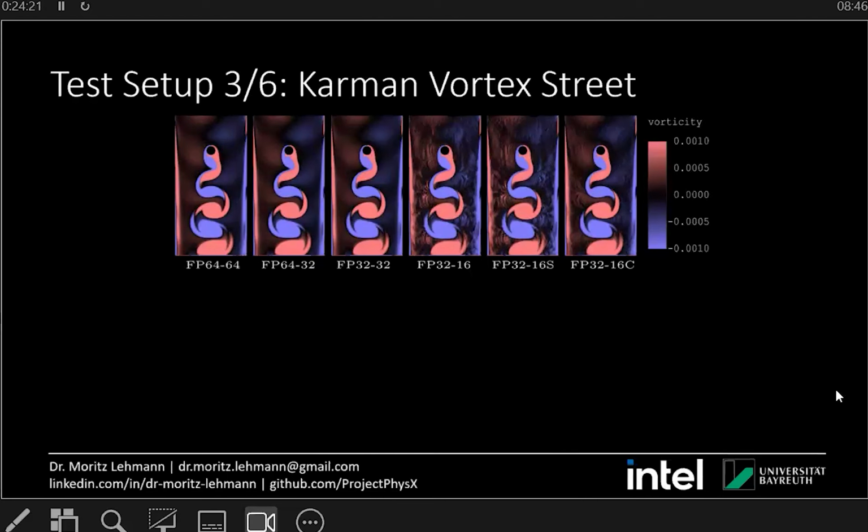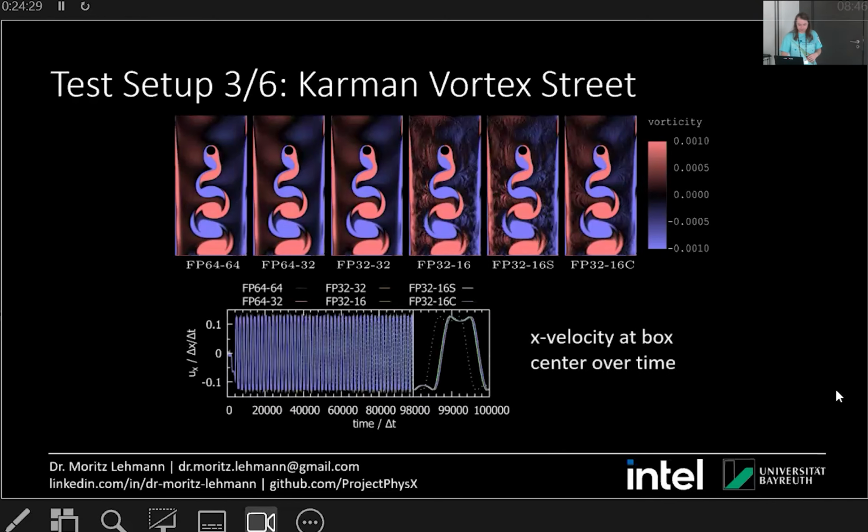This is after 50 vortex periods, and the vortices are all in the exact same place. It's just that there's a bit more numerical noise with the lower precision. This is visualized with a probe point in the center, how the velocity goes back and forth when each vortex passes, and after around 50 vortices, the curves are almost exactly on top of each other.